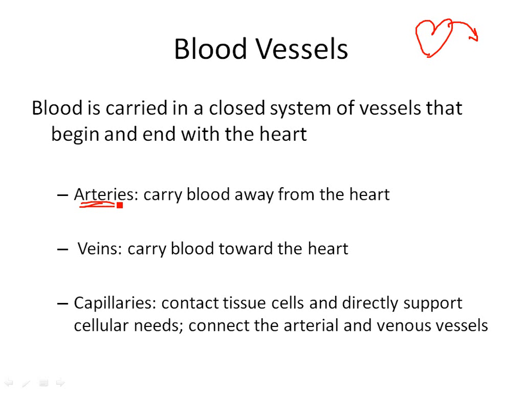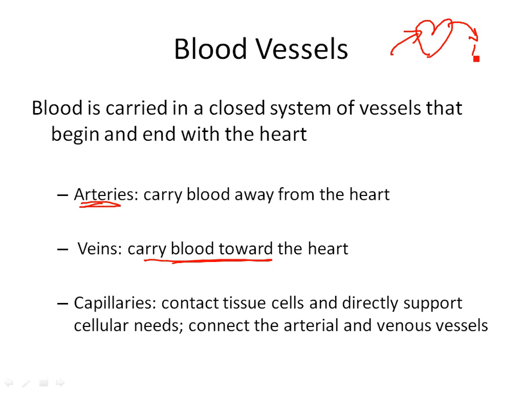Don't get hung up on arteries carry oxygenated blood and veins carry deoxygenated blood, because there are cases where that is not true, like in the pulmonary and fetal circulation. So the definition for an artery is it carries blood away from the heart. And then the definition for a vein would be that it carries blood towards the heart. So those are your set definitions.